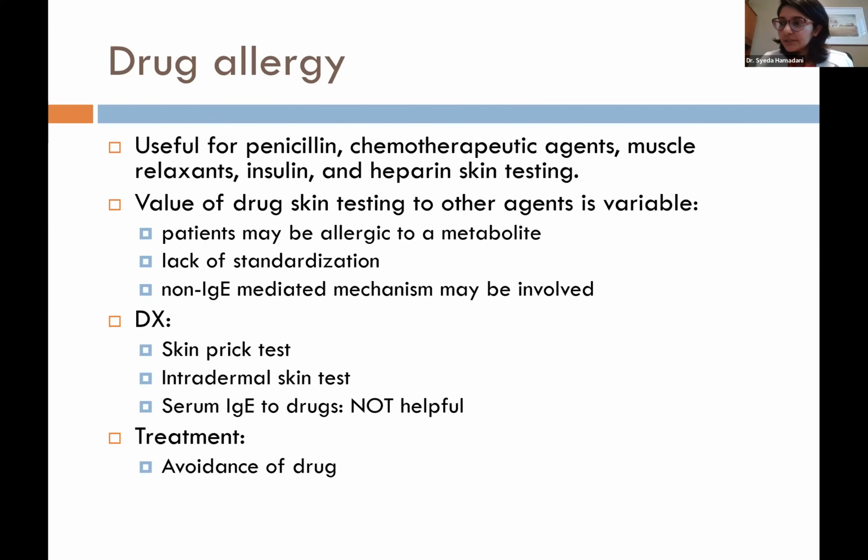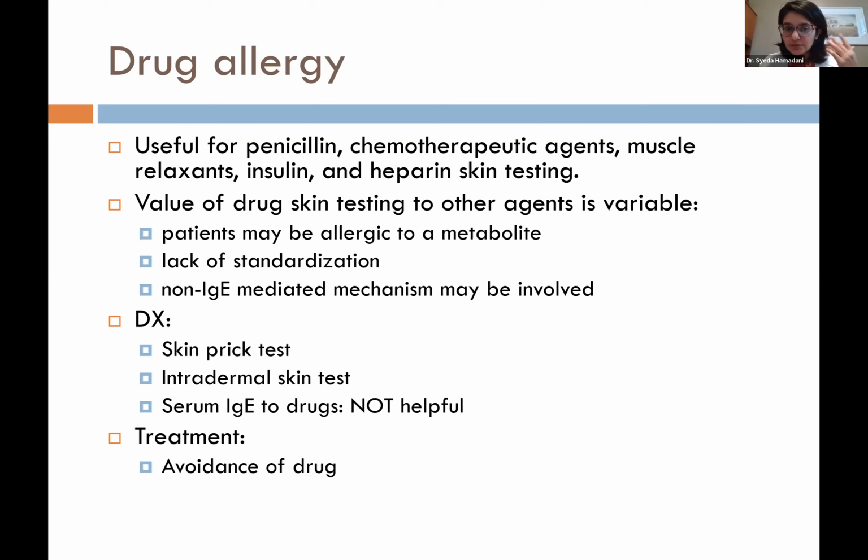For drug allergy, we do have testing, and it is useful for penicillins, chemotherapeutic agents, muscle relaxants, insulin, and heparin. We do have skin testing for those things, but in private practice, penicillin is really the one that we have, and we do have it for anesthetics as well. So the value of drug skin testing to other agents is variable. Patients may be allergic to a metabolite. There's lack of standardization, and there can be non-IgE mediated mechanisms that may be involved.